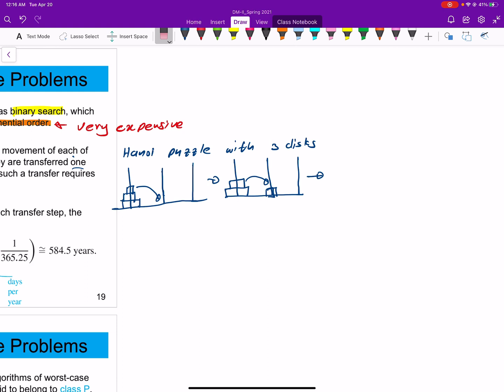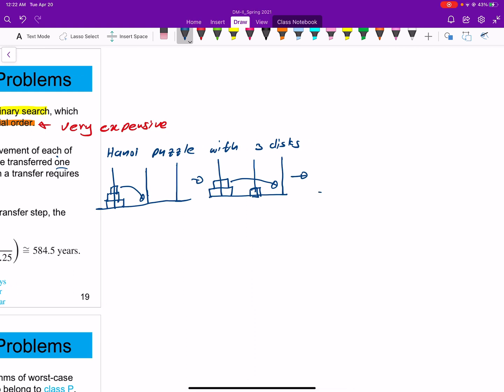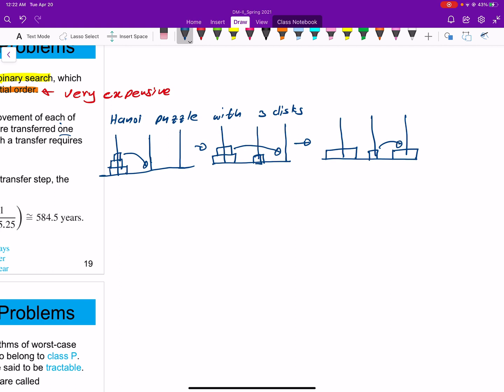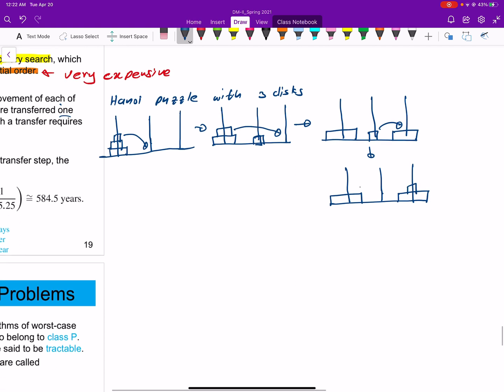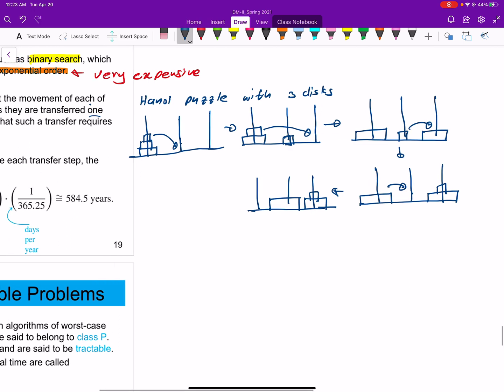All right. So the next thing you could do, in the next step, is take this to that pole. So it will look like this: the bigger one here, the small one here, the medium one over there. In the next step, we bring that one over there. So this is the biggest one, the medium one, the small one. In the next step, we bring that one over here. So this is the biggest one, then the medium one, the small one. And in the next step, we bring that one over here.